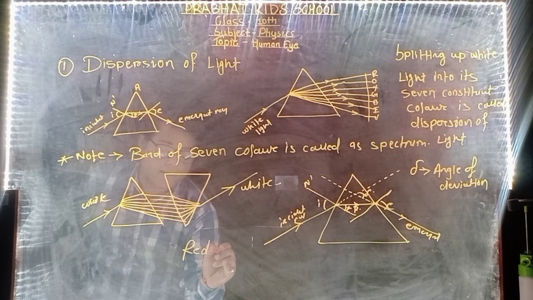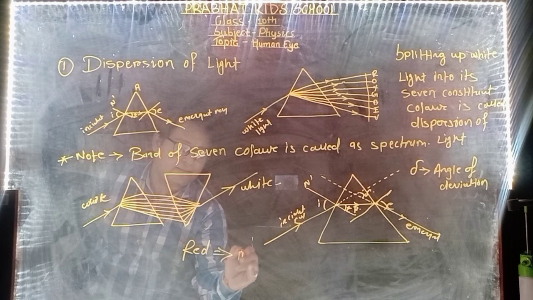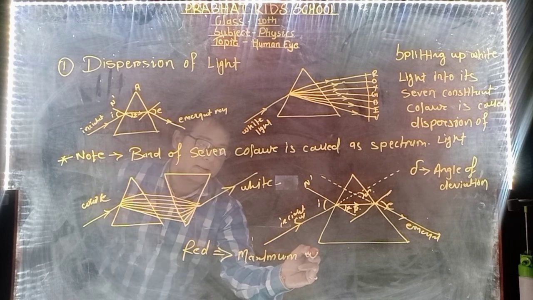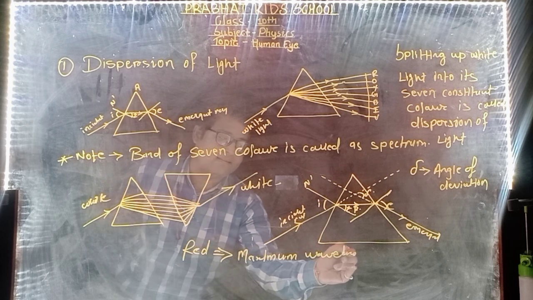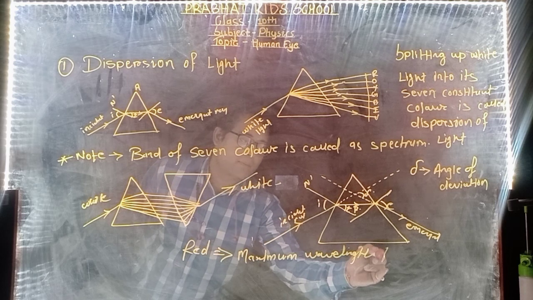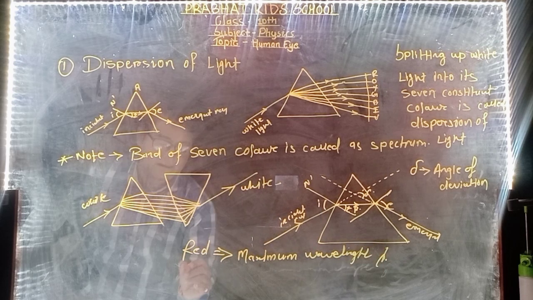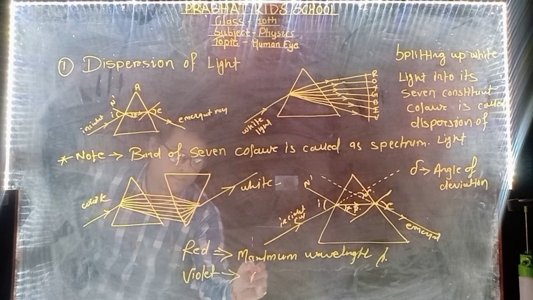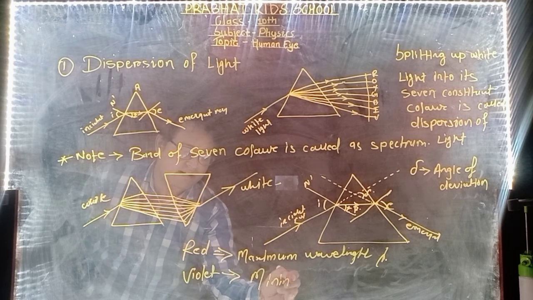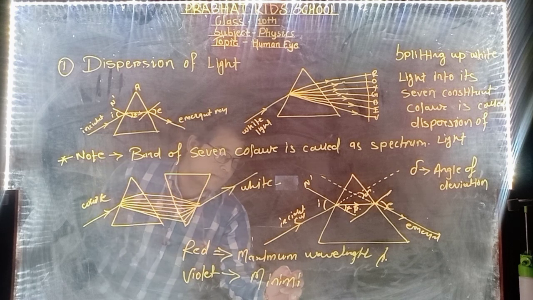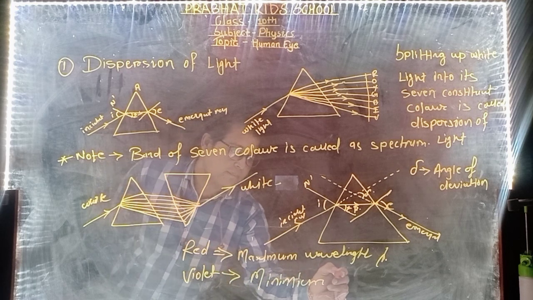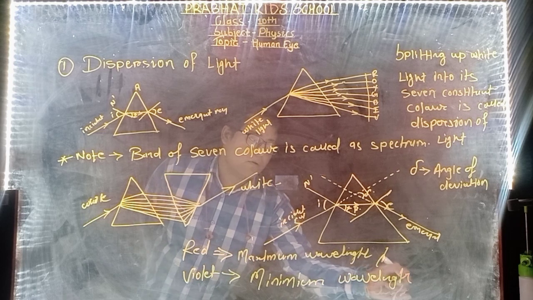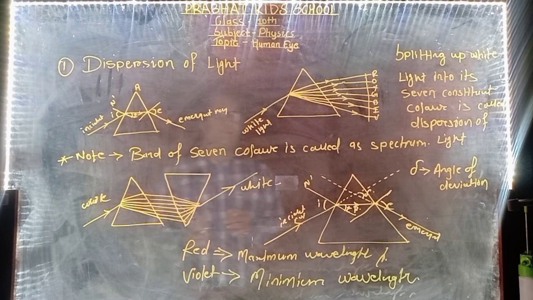Red has the maximum wavelength. You know wavelength, lambda, from the 9th standard sound chapter. Then violet has the minimum wavelength. The violet color has the minimum wavelength. So this is all about dispersion.